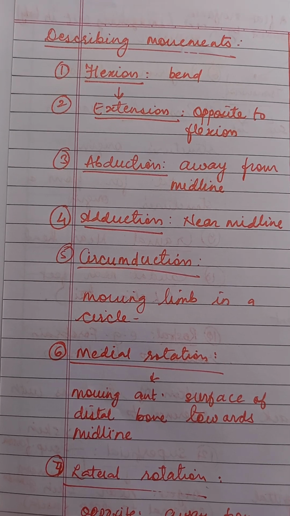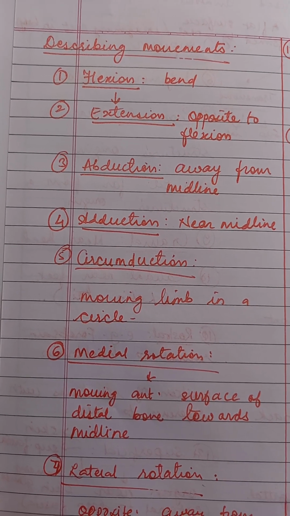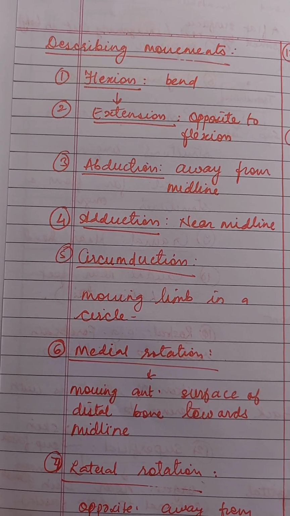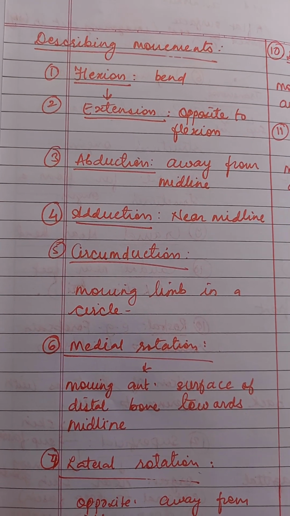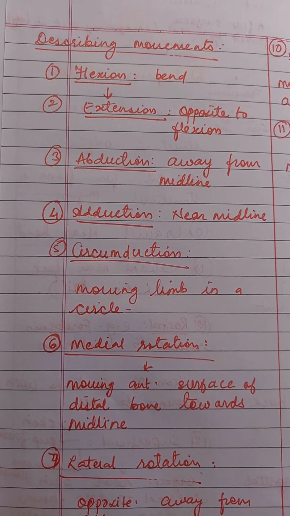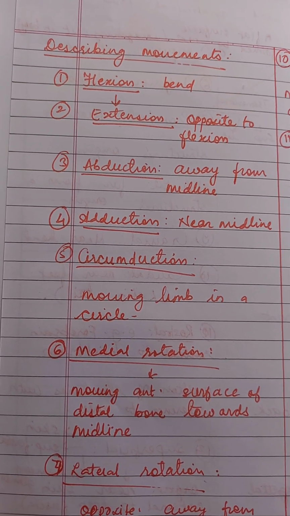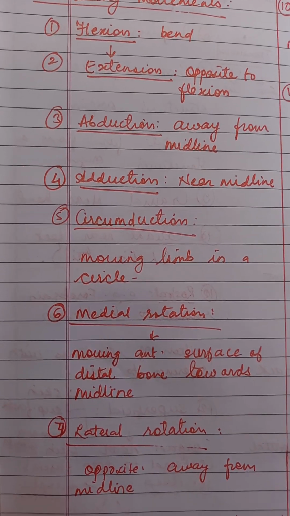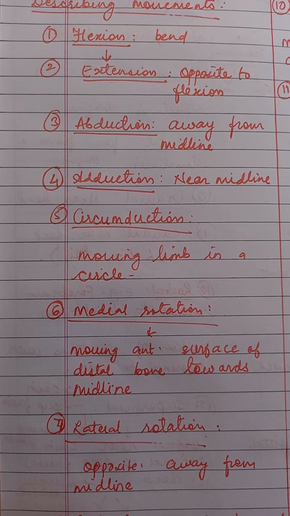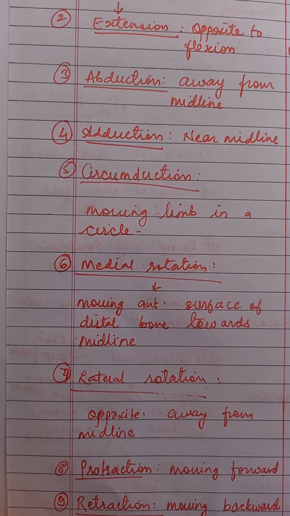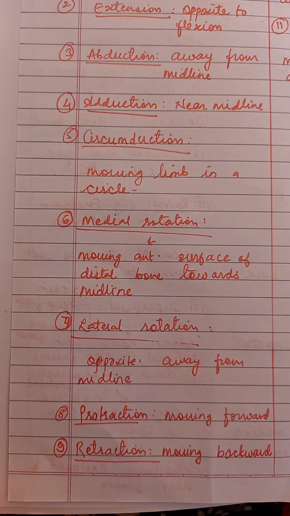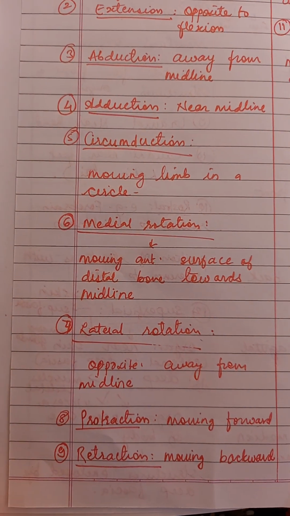Some words that describe movements: flexion, bending, extension, opposite to flexion. Abduction, away from the midline, adduction, near the midline. Circumduction, moving a limb in a circle. Medial rotation, moving anterior surface of the distal bone towards the midline. Lateral rotation, opposite, moving away from the midline.